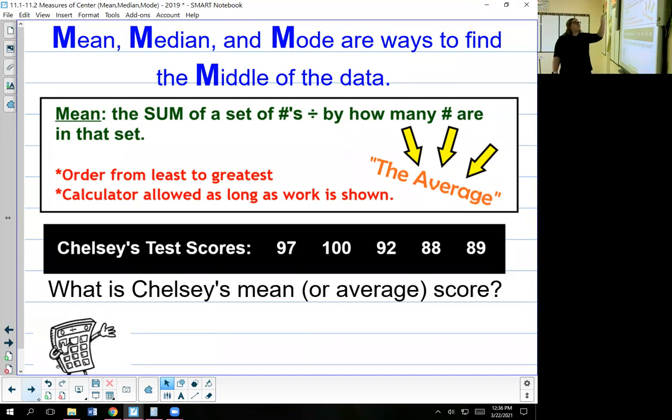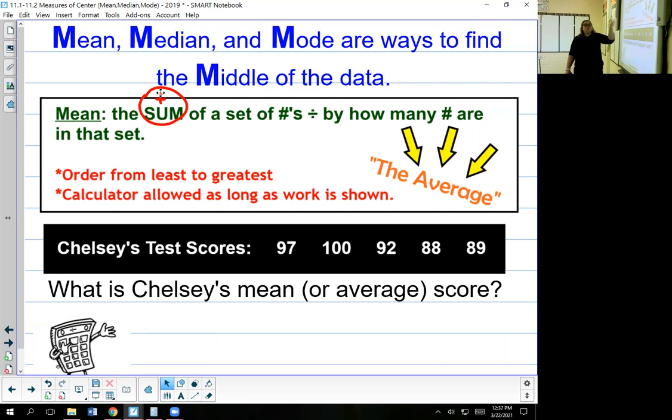You should be familiar with this: mean is the sum, remember, the sum is the answer to an addition problem of a set of numbers, divided by how many numbers are in that set. We relate this with average, like for stats in games, such as what is their batting average? What is their GPA? A GPA is a grade point average. That's the mean. You hear a lot about averages in sports.